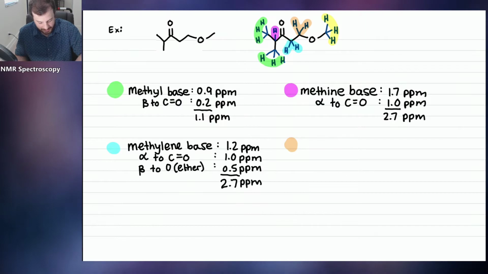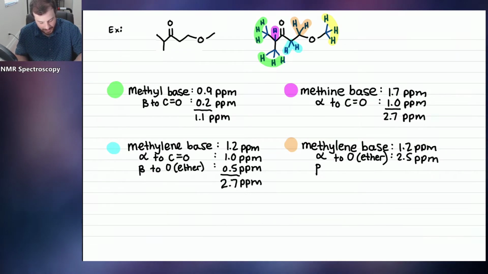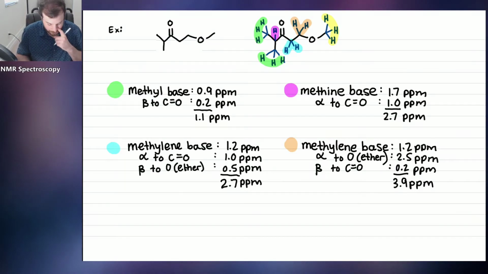Team Orange is another methylene. It's a CH2. So that's 1.2 ppm. And this Team Orange is alpha to oxygen of an ether, so that's plus 2.5 ppm. And this guy is beta to the CO double bond over on the left, so that's going to be 0.2 ppm added. Add all those numbers up together and you get 3.9 ppm as the estimated value.